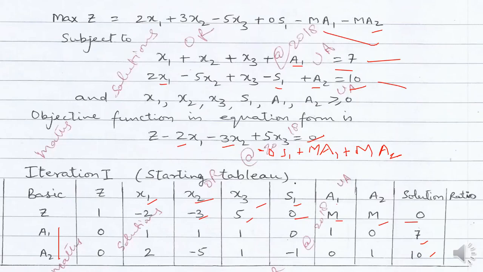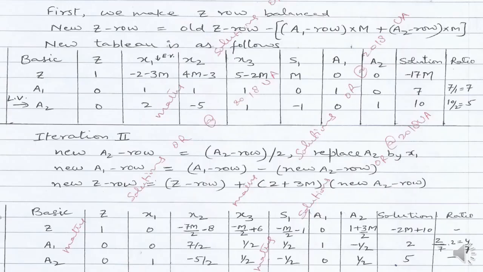Now we should apply simplex method, but before going to simplex method we should check whether our z equation is balanced or not. So when we substitute values of x1, x2, x3, s1 as 0, we get z on right hand side as minus m a1 minus m a2. a1 is 7, a2 is 10. So this becomes minus 17m, which is not balanced. We are writing here 0 instead of minus 17m. So first we make it balanced by using the following formula.